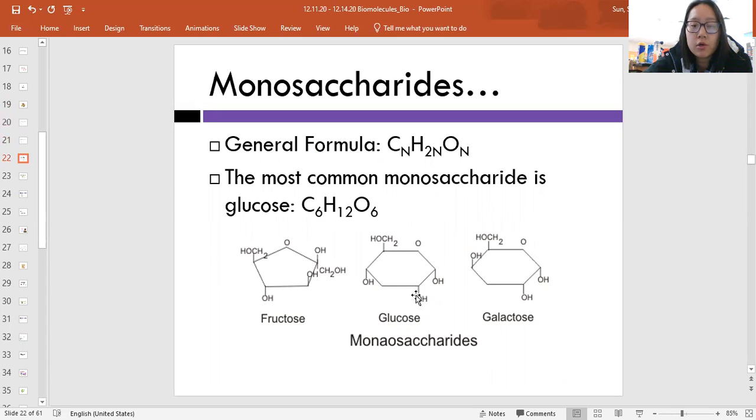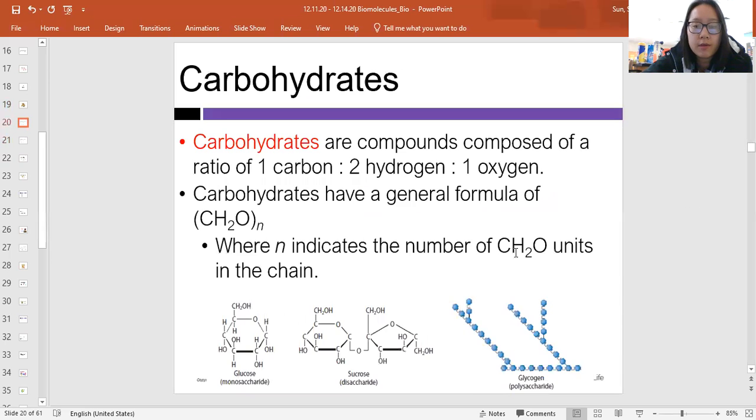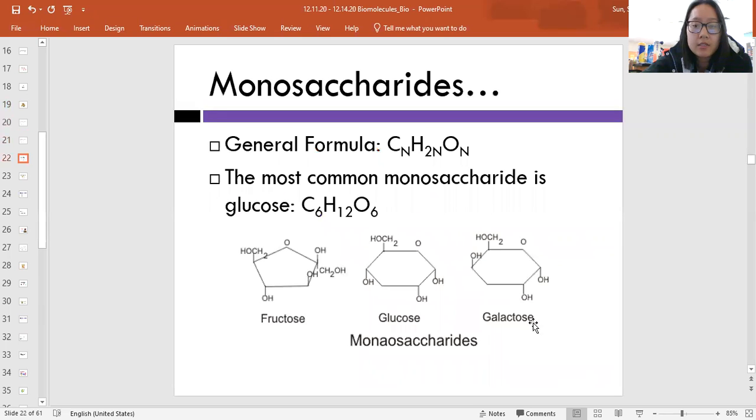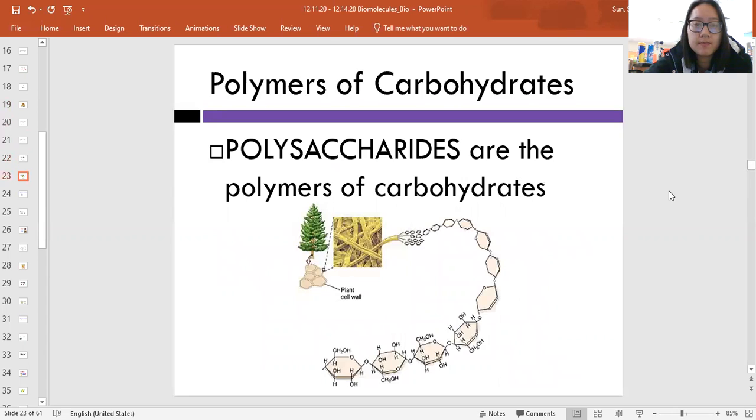Right here we have glucose, galactose, and fructose, like I said earlier. When you combine two of these, you get this sugar right here called sucrose, which is actually our common table sugar. These are common monosaccharides, and they are the ones that we commonly ingest, and they taste sweet to us.